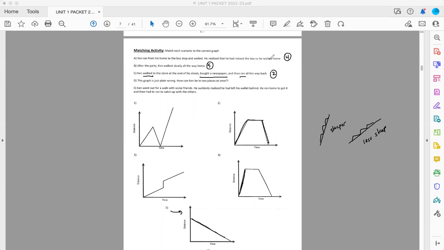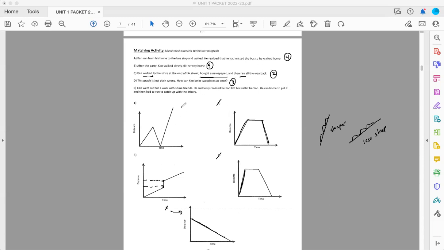Option D, this graph is just plain wrong. Ken cannot be in 2 places at once. So which one? We have actually 2 graphs left. We already selected 2, we selected 4, and we selected 5. If you look at 1 and 3, we can see that for 3, this is a time where Ken is at a certain distance, and at the same time right above it, Ken is somewhere else. So this exactly represents the scenario for D. So this is 3, and the last one will be 1, but let's make sense of it.